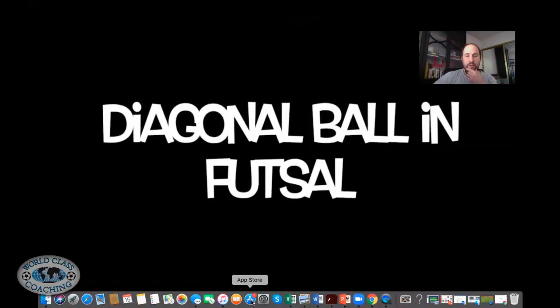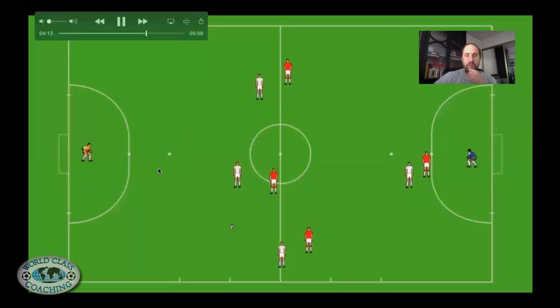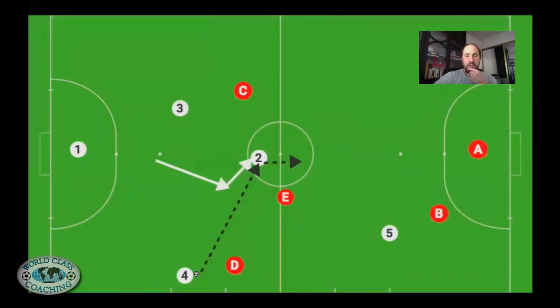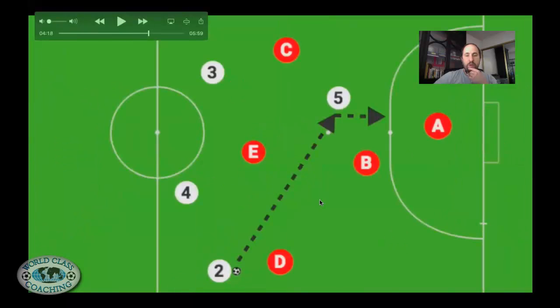So we talk about the futsal. So how is it in futsal? How does it work in futsal? So the diagonal ball is part of any rotation in futsal. So in futsal, most of the time you don't have much spacing behind. Think about this: 2 under pressure by D. It's going to be hard to find a ball behind B.